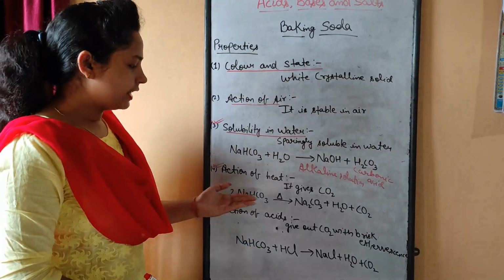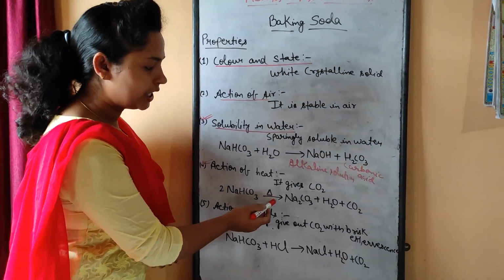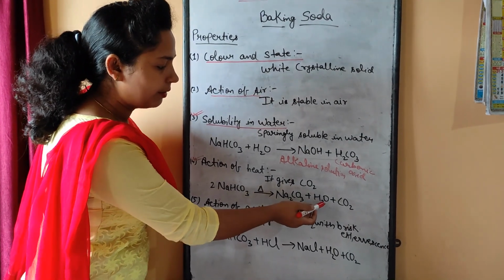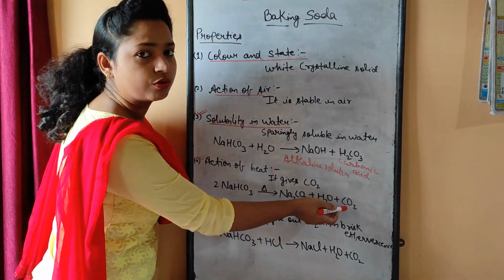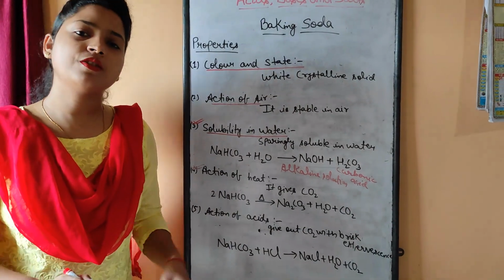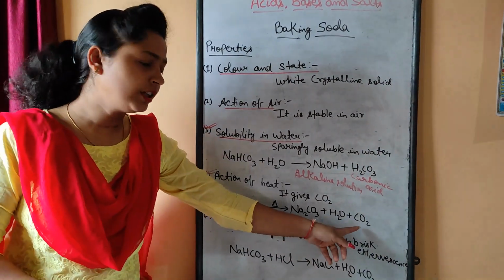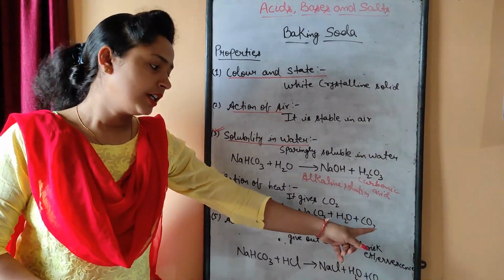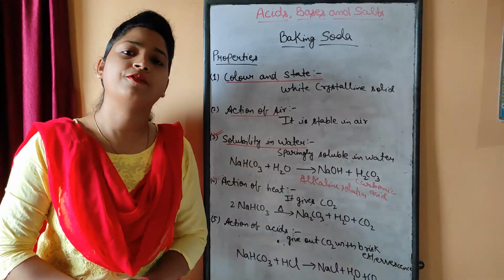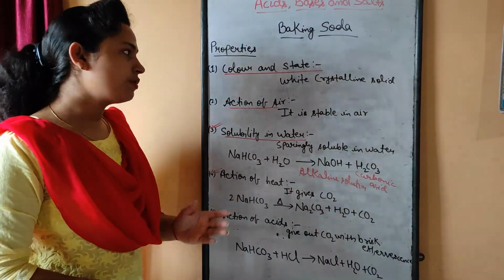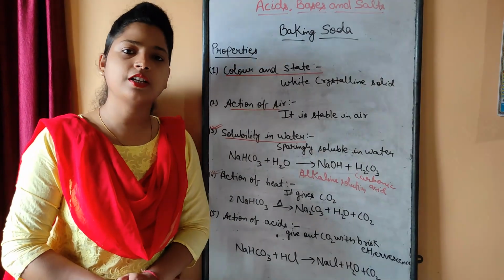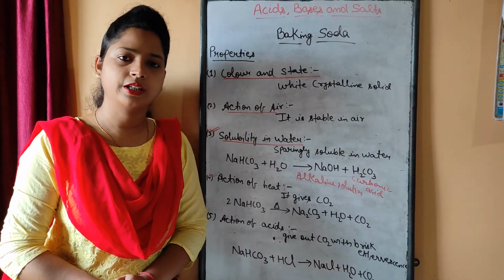So, NaHCO3 when heated, it gives Na2CO3 plus H2O plus CO2. So, by the release of this CO2 gas, this makes the foods fluffy. That's why we use this baking soda as a major constituent of baking powder.